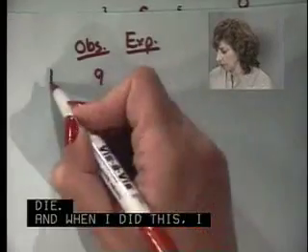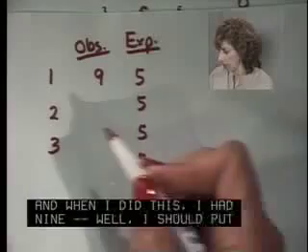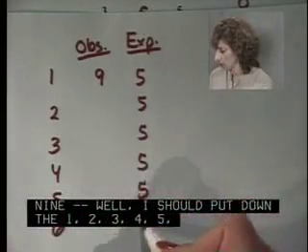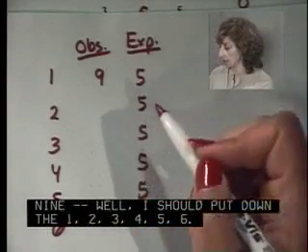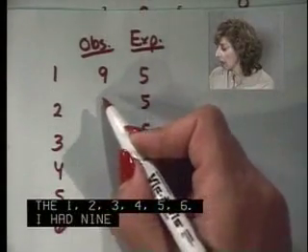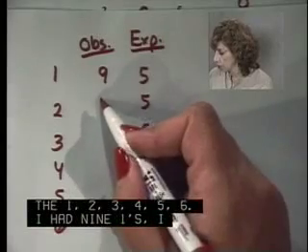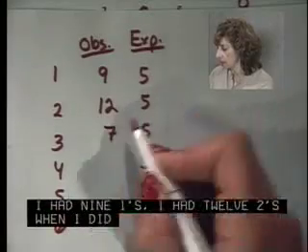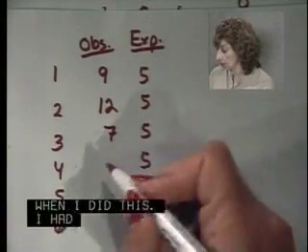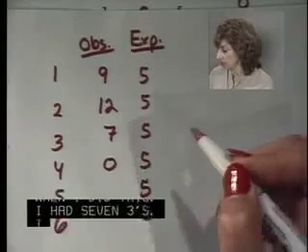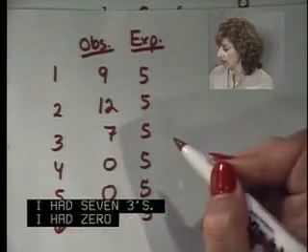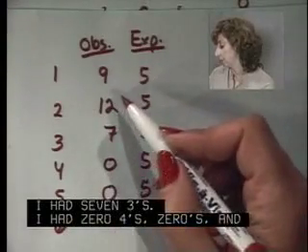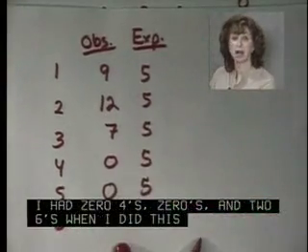And when I did this, I should put down the 1, 2, 3, 4, 5, 6. I had 9 ones, 12 2s, 7 3s, 0 4s, 0 5s, and 2 6s this time. So this was my other die that I used.